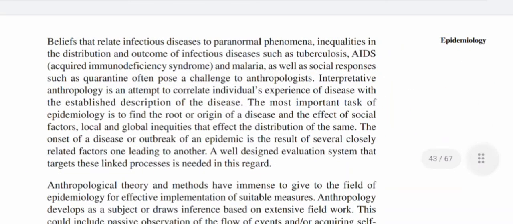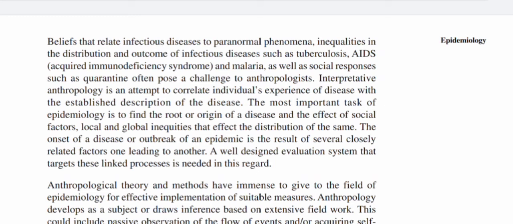Beliefs that relate infectious disease to paranormal phenomena, inequalities in the distribution and outcomes of infectious disease such as tuberculosis, AIDS, acquired immunodeficiency syndrome, and malaria, as well as social responses such as quarantine, often pose a challenge to anthropologists. Interpretative anthropology is an attempt to correlate individuals' experience of disease with the established description of the disease.